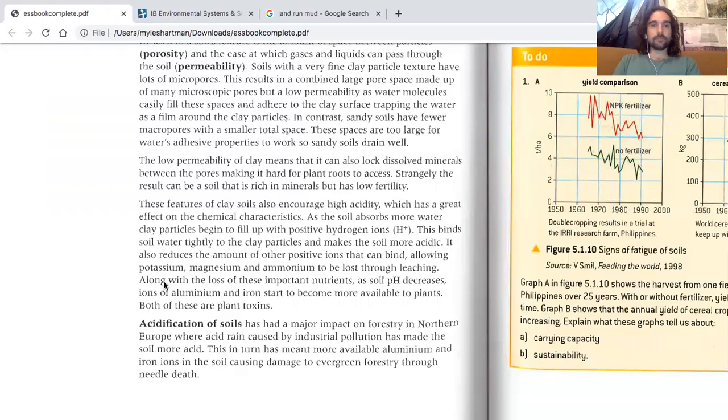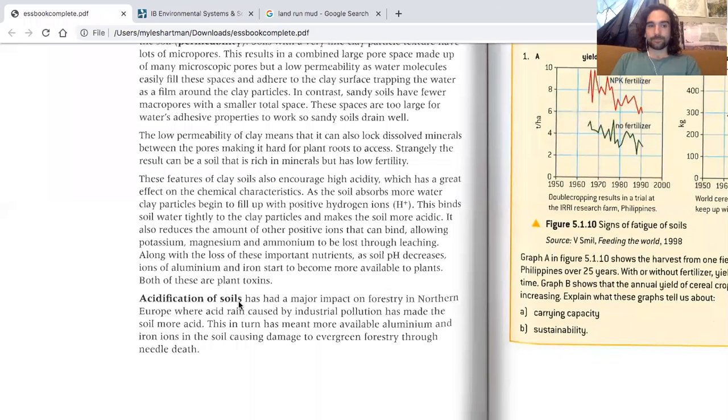Along with the loss of these important nutrients, as soil pH decreases, a lot of those ions become available to plants. Basically, they're broken down, because whenever that pH lowers, plants can access them now, but those are actually toxic to plants. So clay usually isn't actually a very good soil for growing plants.